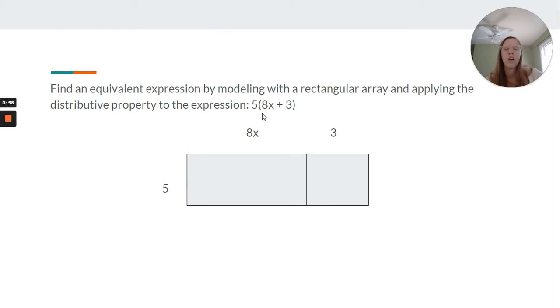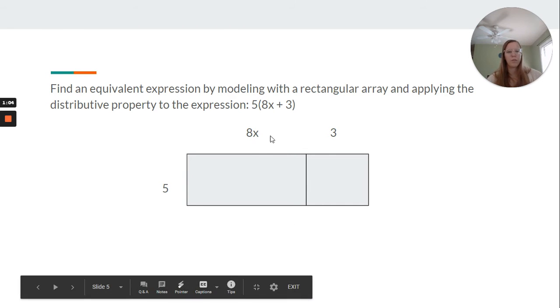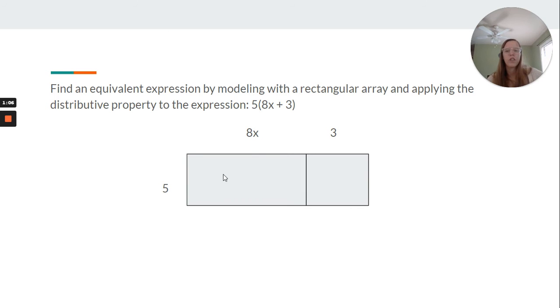Now it says find an equivalent expression by modeling with a rectangular array and applying the distributive property to the expression. So our expression is 5 times 8x plus 3. So I already made the rectangles and put the numbers where they should be. So we're going to distribute the 5 to the 8x and we get 40x, distribute the 5 to the 3 and we get 15.